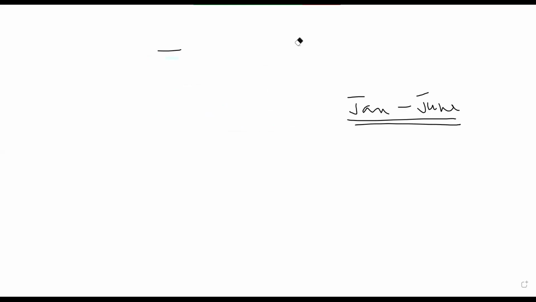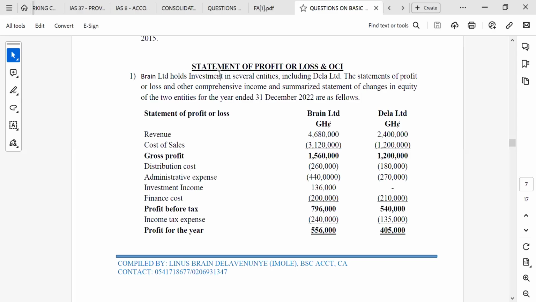And for profit or loss too, we add the items line by line. The parent items will come, then we add the portion of the subsidiary item that they are going to be having a share of. So let's pick a question: statement of profit or loss and OCI. Let's pick question number 1.